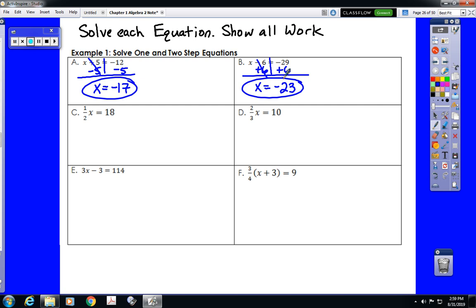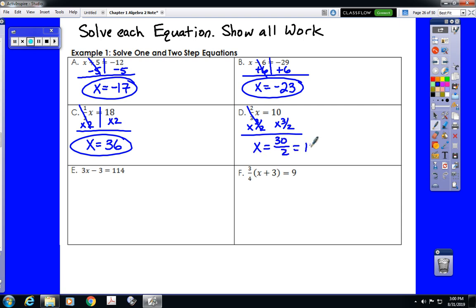In letter C, I have 1/2 times x equals 18. Now, fractions are a bit of a unique creature, but essentially, if I want to get rid of the 1/2, I can multiply both sides of that equation by 2 using the multiplication property of equality, and I would get that x equals 36. In letter D, I have 2/3 x equals 10. To get rid of the 2/3, I'm going to multiply by the reciprocal of 2/3, or 3/2. That will give me x equals 30 divided by 2, or 15.